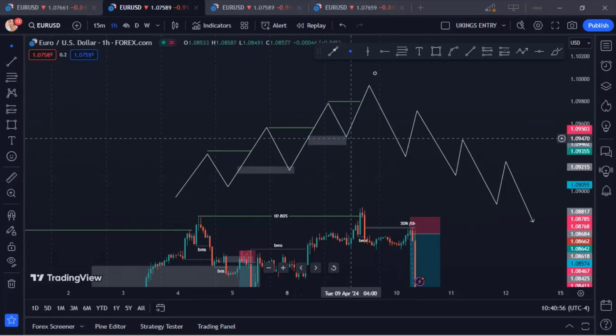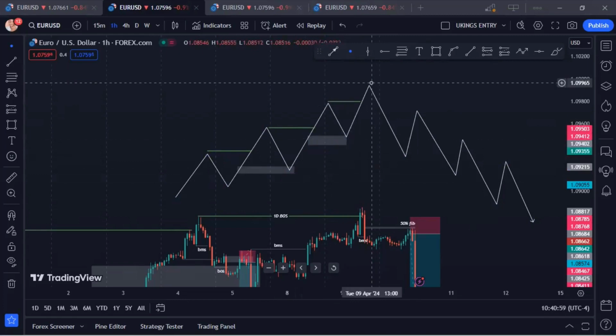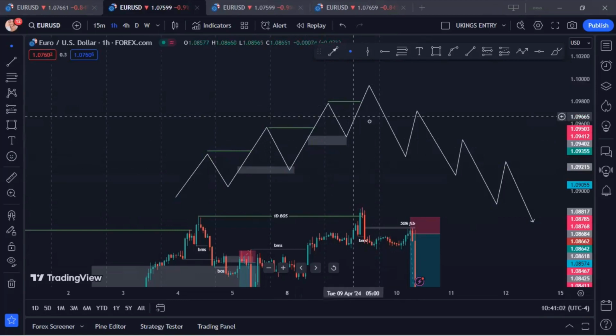And once price has gotten to internal liquidity, how will it catch it from there to the upside? Okay, I'll be showing you that in a very short period. So it's very simple, guys. Let's finish marking it out.